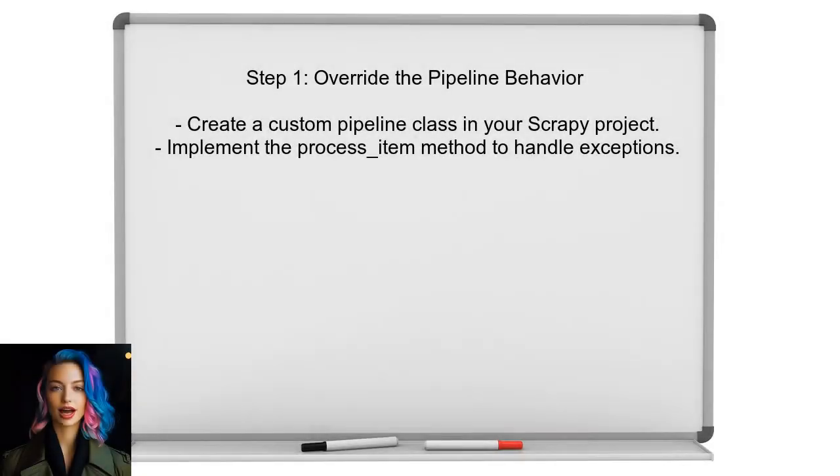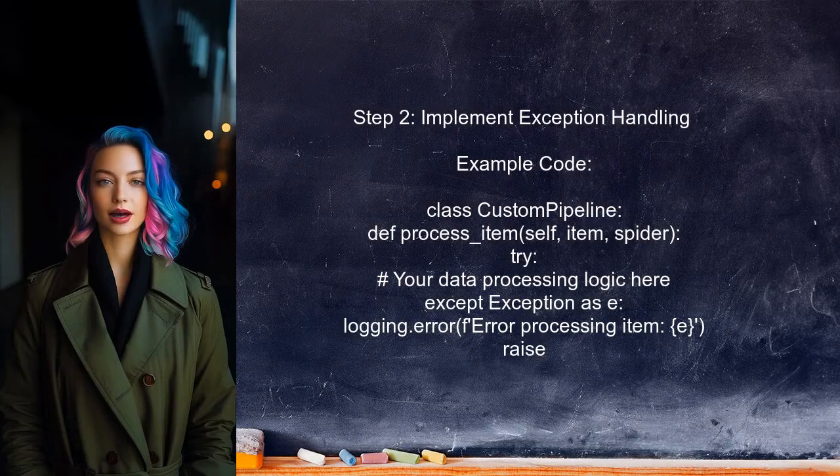To force Scrapy to exit when an exception occurs, the user should start by overriding the default behavior in the pipeline. This can be done by implementing a custom pipeline class. Next, within the process item method, the user should add a try except block. This will allow them to catch any exceptions that occur while processing items.